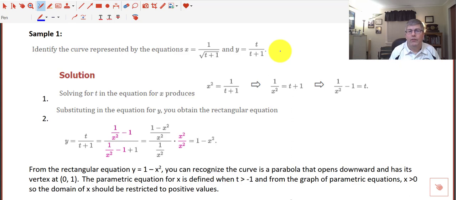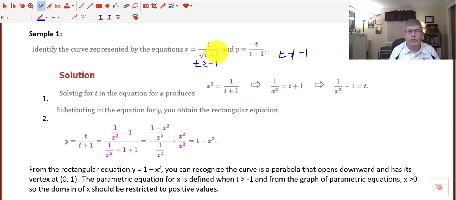So looking at some restrictions here, in y, t cannot equal -1, and in x, t has got to be greater than or equal to -1. So we're going to go ahead and solve for t in the equation for x. What we've done here, we're solving for t from x. So in order to do that, I'll kind of show my work here for you.